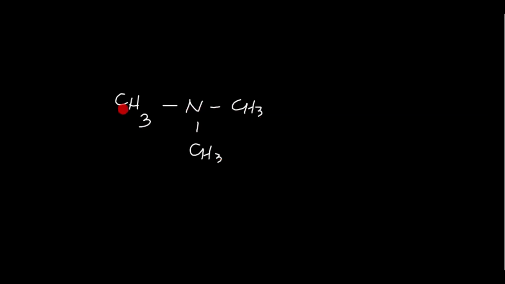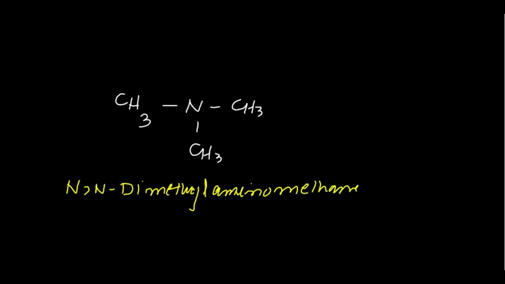Now two same alkyl groups are attached with the nitrogen. So what is the name of this molecule, students? How can we assign? N,N-dimethyl aminomethane. So we will write its IUPAC name, students. It would be N,N-dimethyl aminomethane. This is the IUPAC name of this molecule, students. Now we'll see one more example.